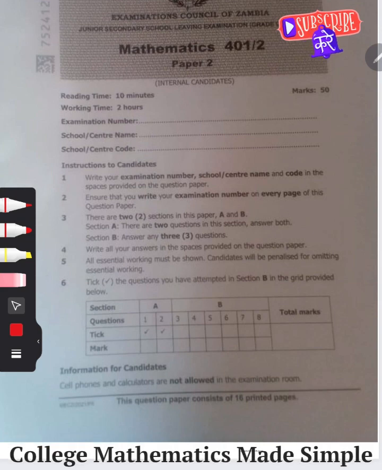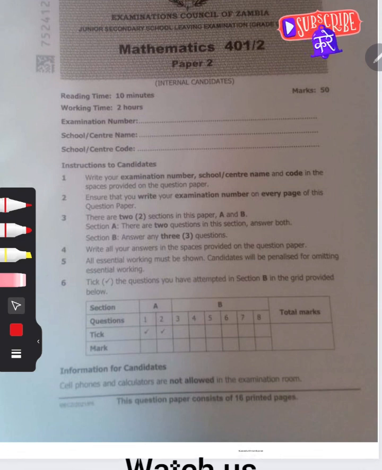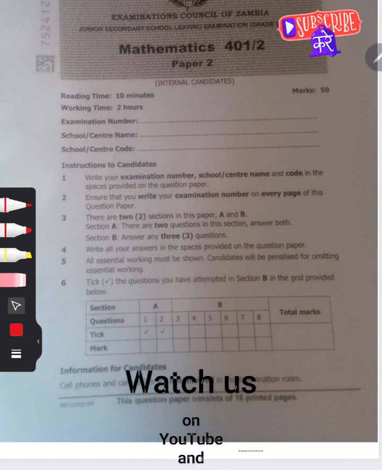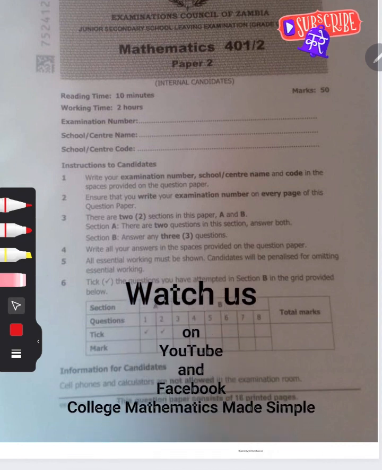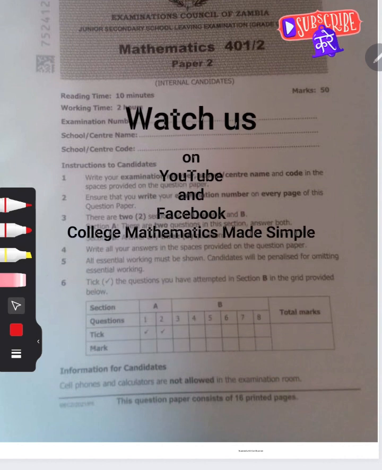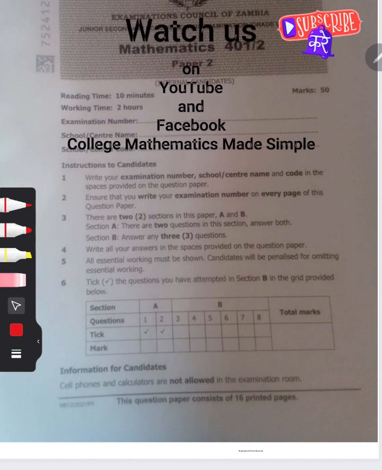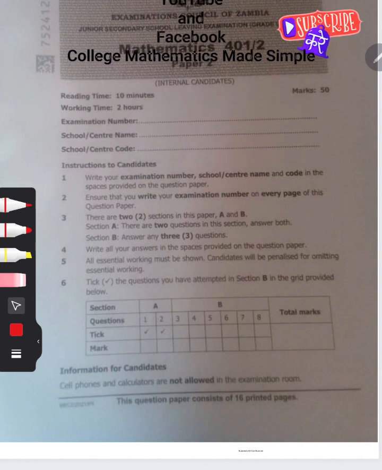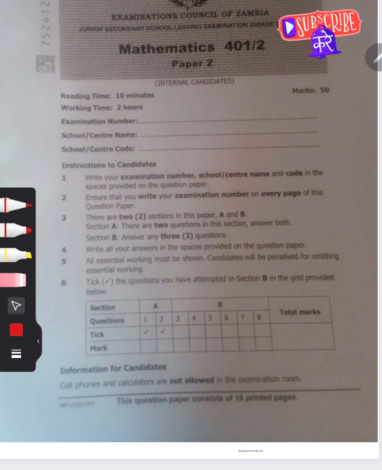This is a junior secondary school leaving examination according to the Zambian syllabus for grade 9, paper 2, 2021. In section A, you answer all the questions. In section B, there are 6 questions. You only answer 3 questions. Please do not answer more than 3 questions in section B, and answer all the questions in section A.